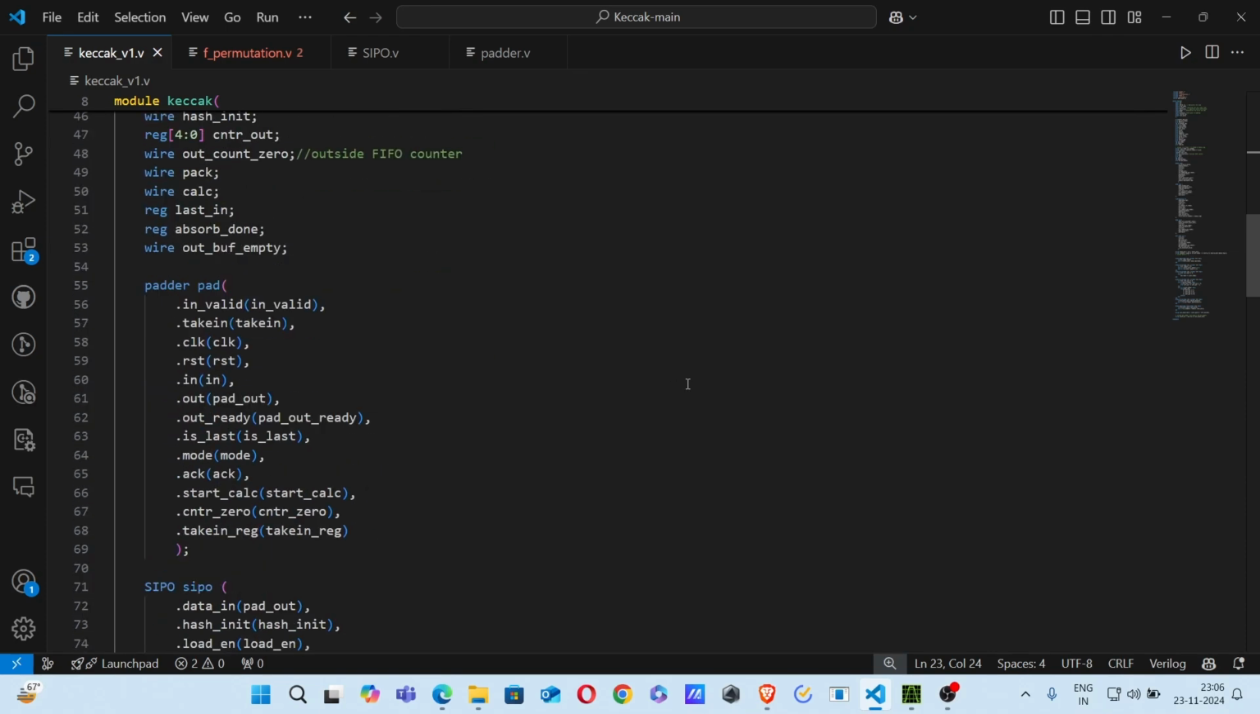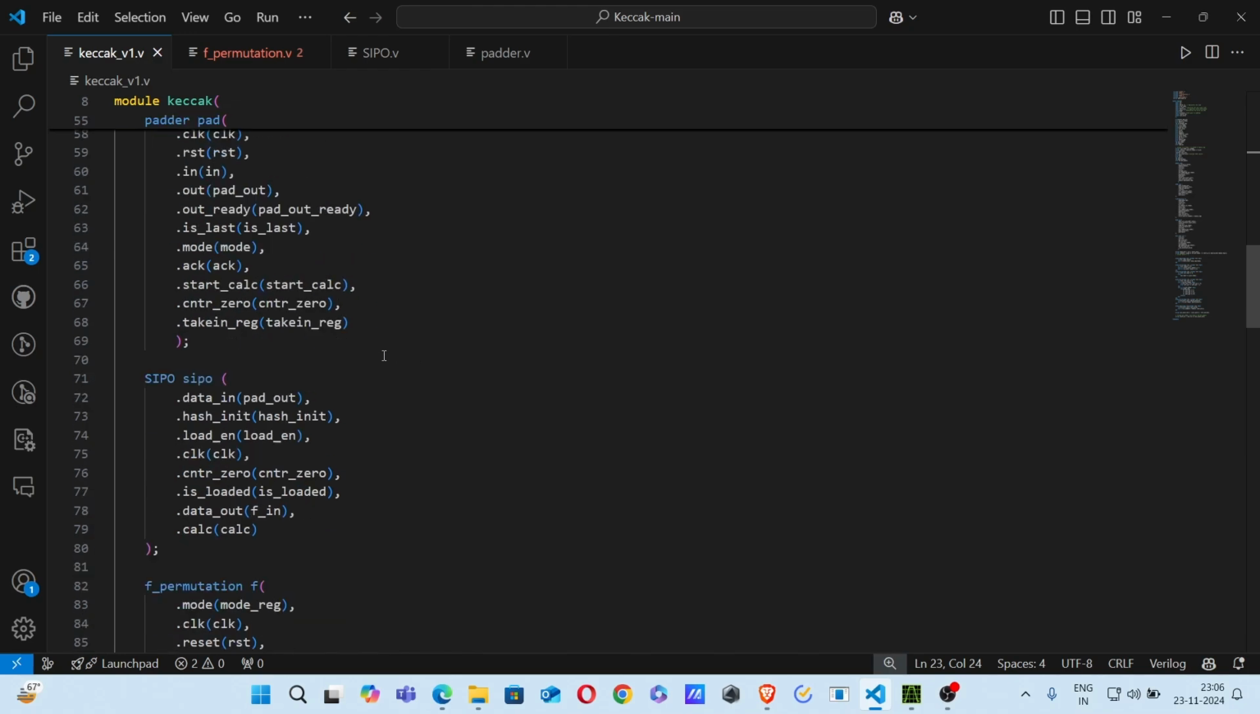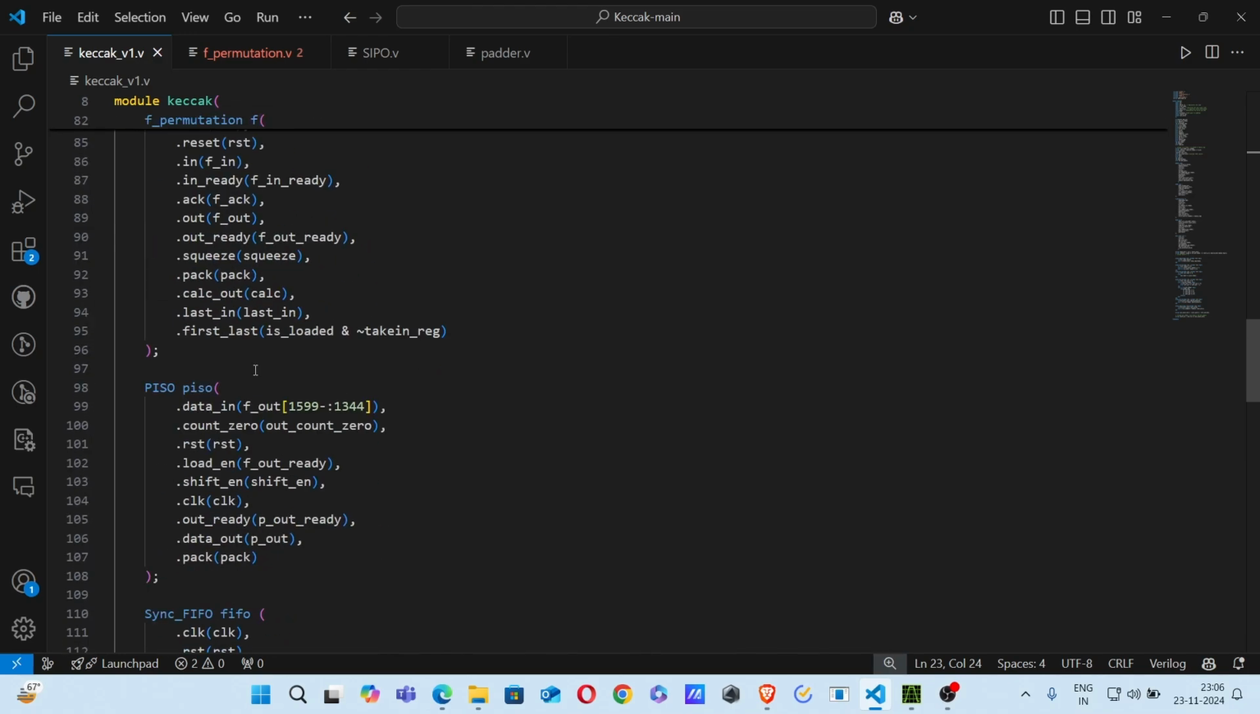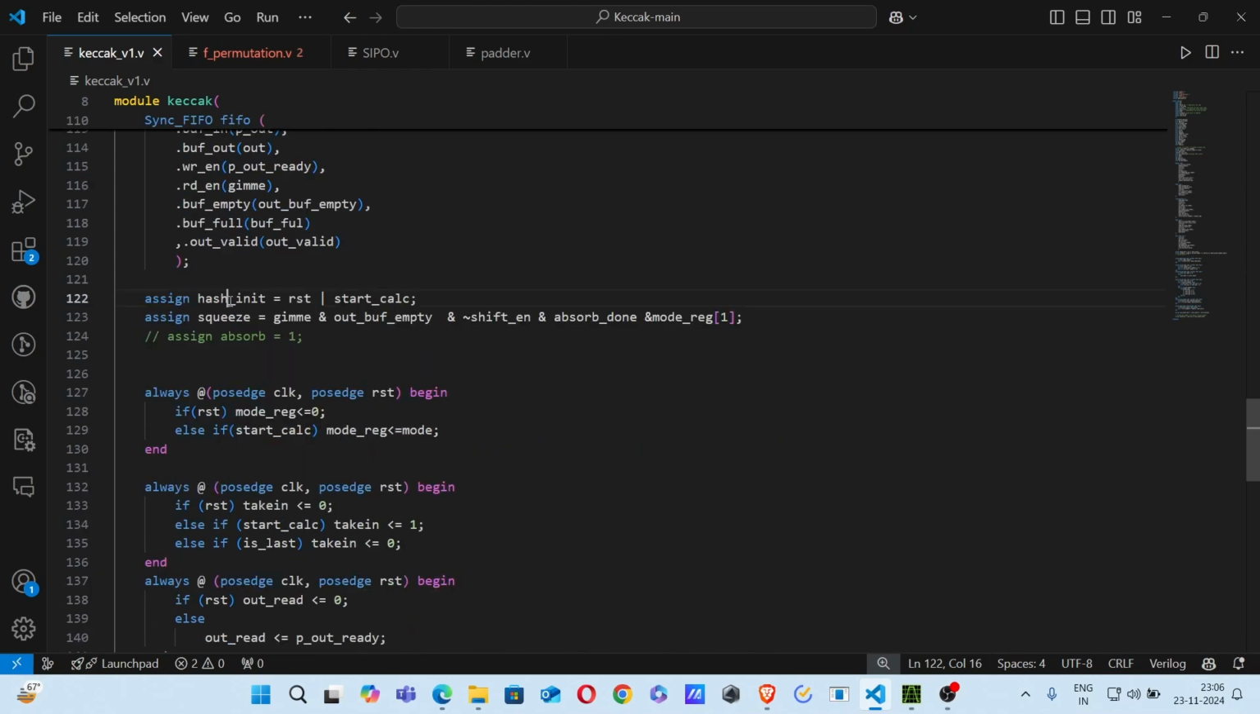Now, each of these modules has been explained in videos. Here we'll discuss some of the other signals that are defined in this module. Hash init is the reset to the CPO. Essentially, it's either reset or start calc. As soon as this happens, the CPO register will be reset. There is one more signal known as squeeze, which goes to the F permutation.